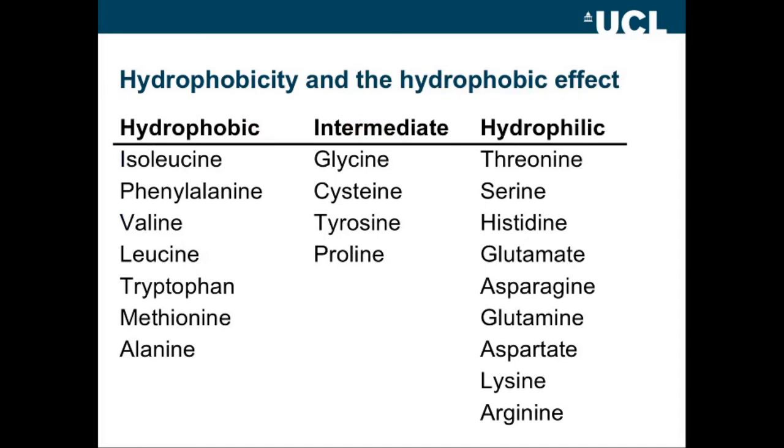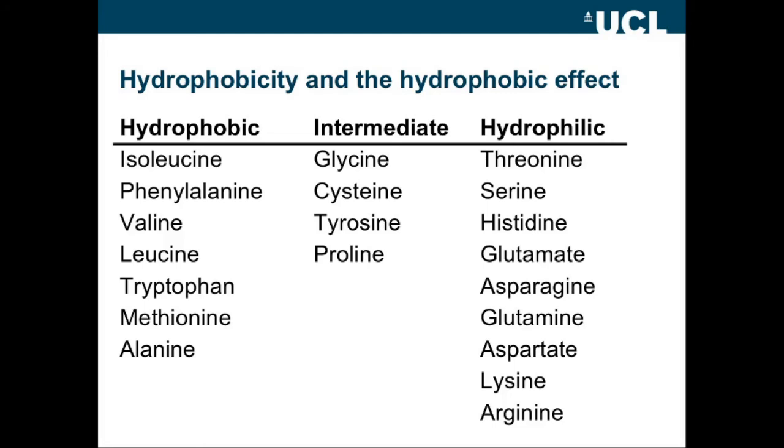We can take the different amino acids and divide them up on the basis of hydrophobicity. So hydrophobic amino acids are generally classified as isoleucine, phenylalanine, valine, leucine, tryptophan, methionine and alanine. Hydrophilic ones are the ones that really have good side chain hydrogen bonding. So threonine, serine, histidine, glutamate, asparagine, glutamine, aspartate, lysine and arginine. And somewhere in the middle are things like glycine, cysteine, tyrosine and proline.